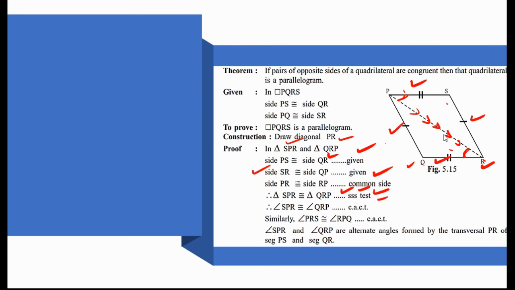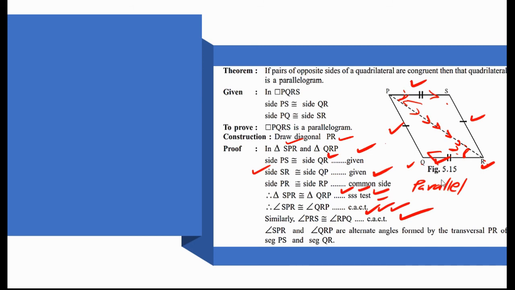ये याद रखो, अभी पैरेलल प्रूव नहीं किया है, पैरेललोग्राम भी प्रूव नहीं किया है. So we cannot talk about such things. We will say SPR is congruent to QRB because they are the congruent angles of congruent triangle. And उसके बाद हम बताएंगे if these two angles are congruent and if we consider PR as transversal, this line PS and QR must be parallel. तो parallel होने का condition satisfy हो गया.